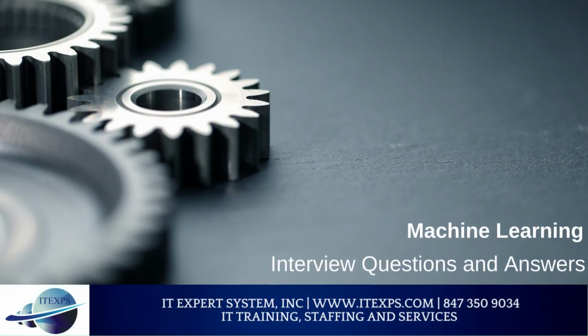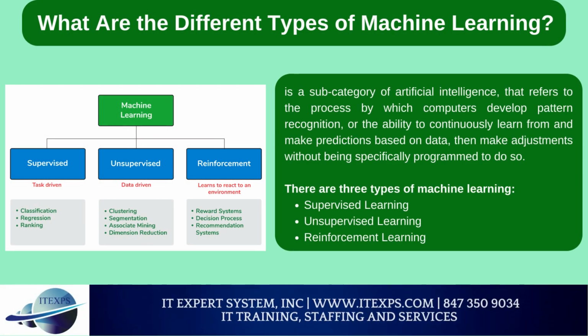Today we are going to talk about machine learning. What are the different types of machine learning? Machine learning is a subcategory of artificial intelligence that refers to the process by which computers develop pattern recognition, or the ability to continuously learn from and make predictions based on data, then make adjustments without being specifically programmed to do so. There are three types of machine learning: supervised learning, unsupervised learning, reinforcement learning.